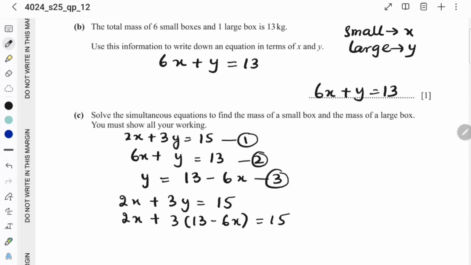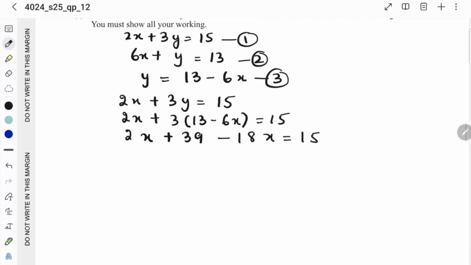Just simply expand it and find your answer. So 2x plus 39, because 3 times 13 is 39 and 3 sixes are 18, x equals 15. Alright, so we have 2x plus 39 minus 18x equals 15. So 2x minus 18x, simplify these two, okay? So that is equal to negative 16x, because 18 is the greater digit.